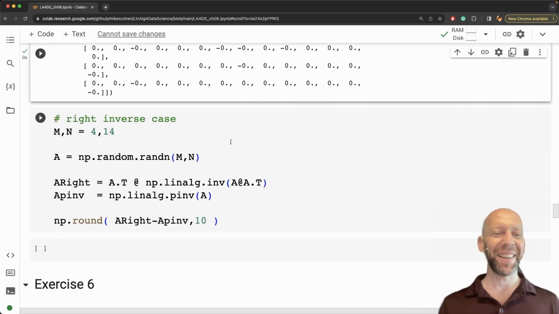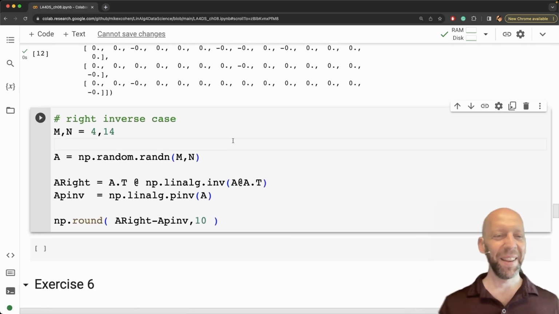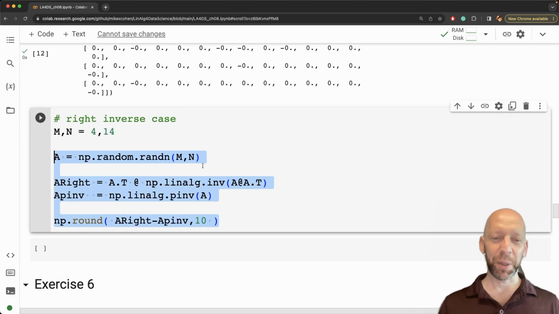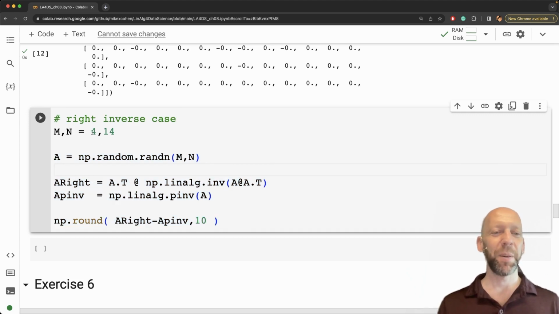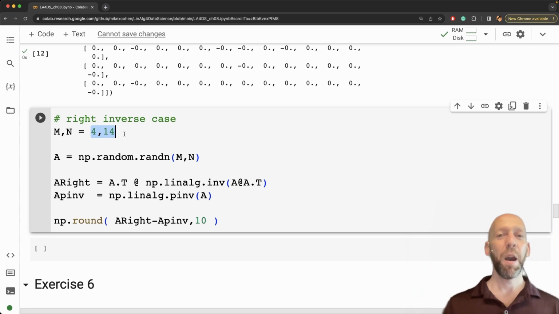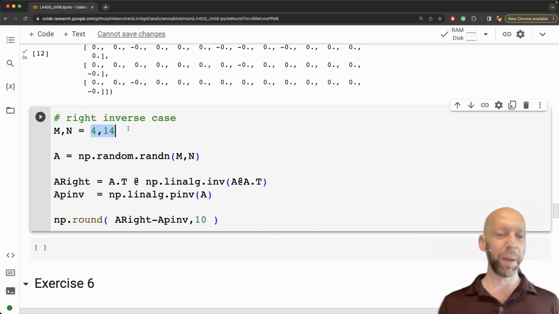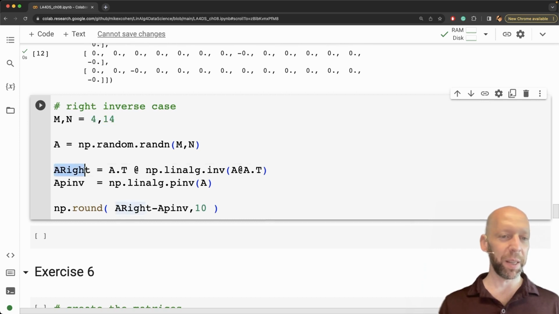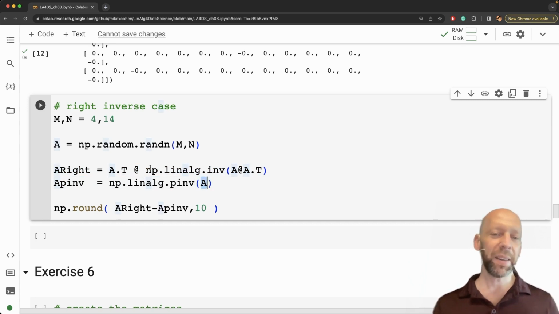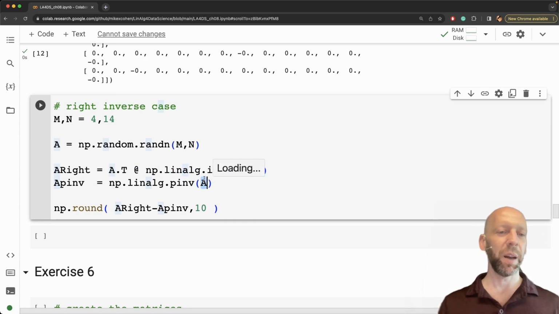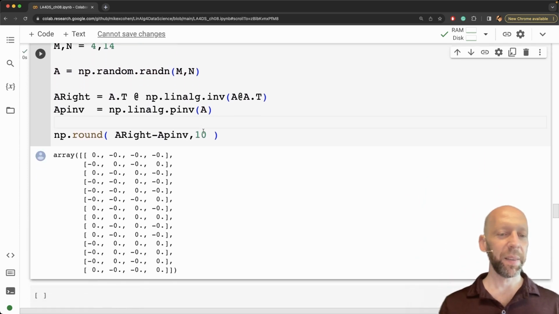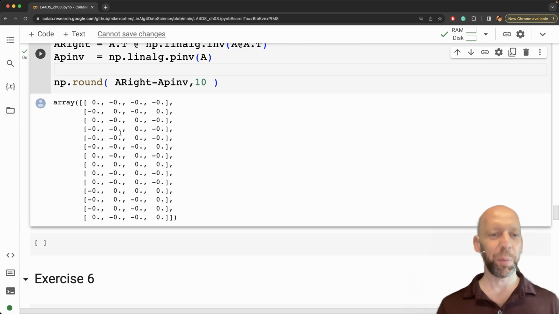Now, given those two demonstrations, you're not going to be surprised to see that it also works for the right inverse. So here I have very, very similar code to what I just showed above, but now the matrix is defined as having more columns than it has rows, so it's a wide matrix. And here I compute the right inverse, and here is the pseudo-inverse of matrix A. Again, this is not the pseudo-inverse of A times A transpose. This is the pseudo-inverse of the original non-square matrix A. And of course, these two are the same to within any reasonable degree of computer rounding error.